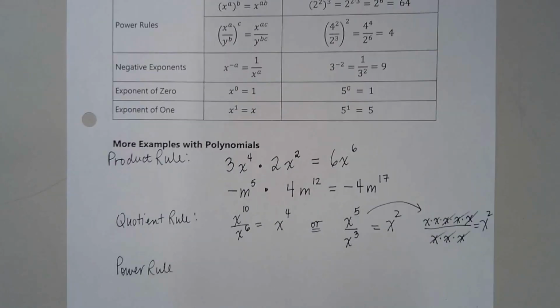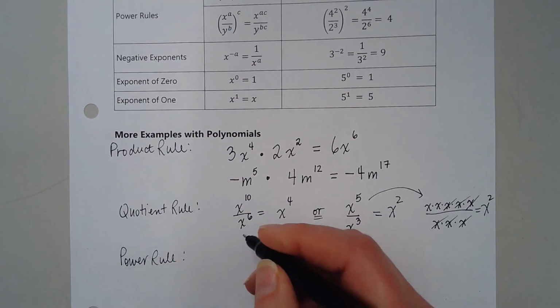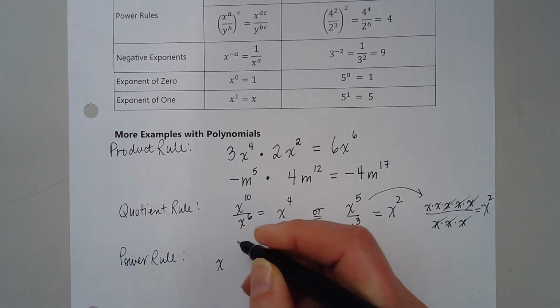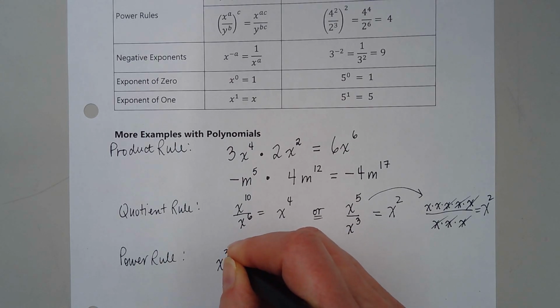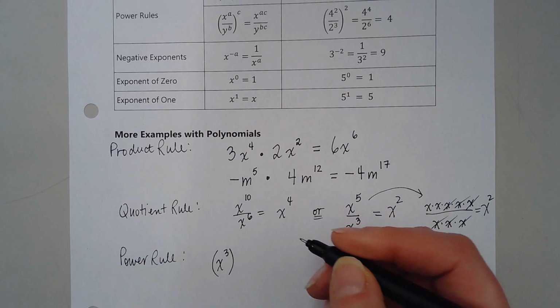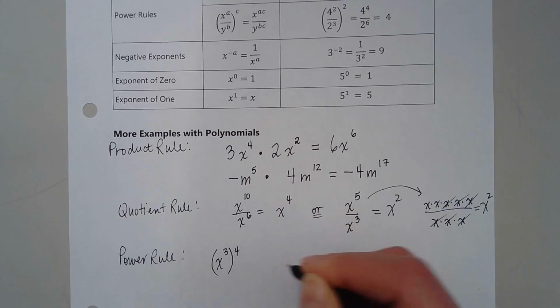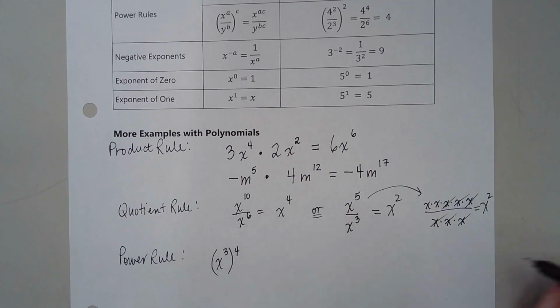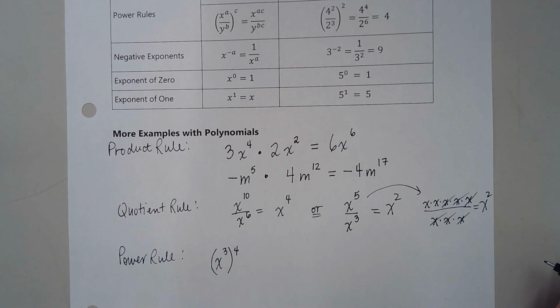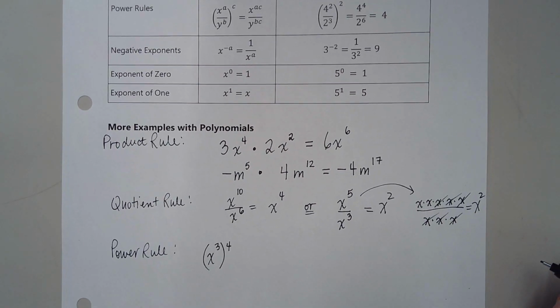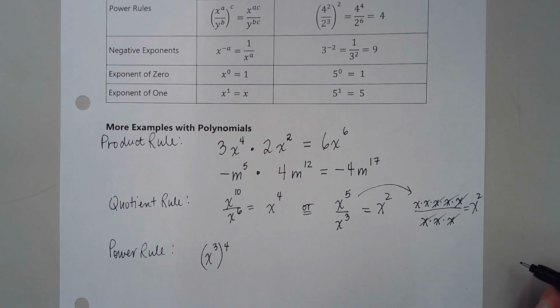So let's see why that is. Well, let's take another look. What if I have x to the power 3 to the power 4? What will be the simplified answer? x12. X to the 12.